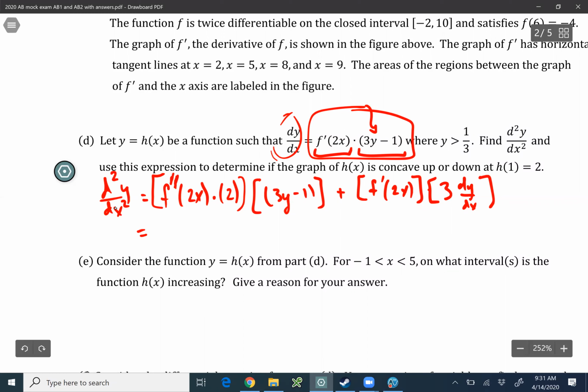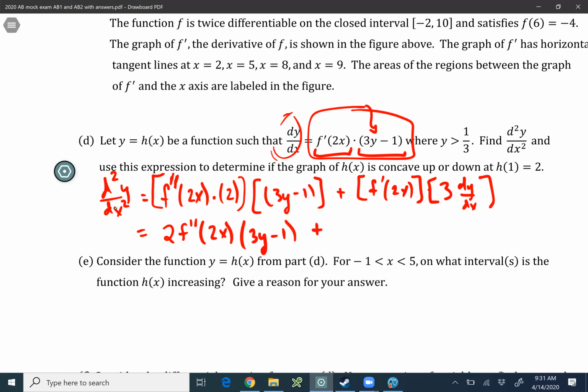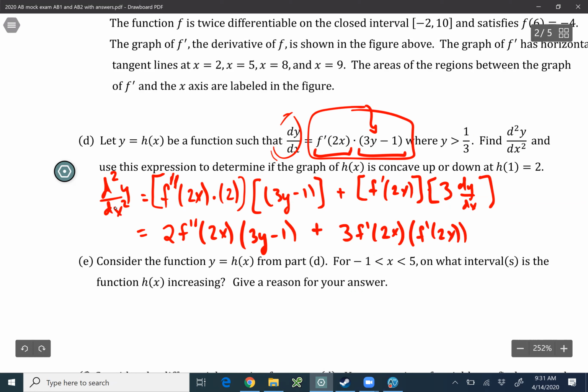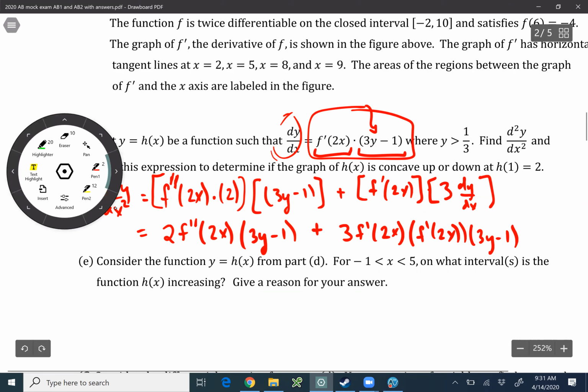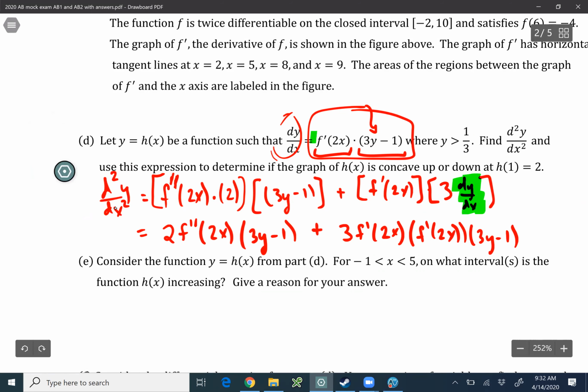So I'm going to move the 2 to the front: 2 f double prime of 2x times 3y minus 1, plus, and then I'm going to move the 3 to the front, 3 f prime of 2x. And for dy dx, I'm going to put another f prime of 2x times 3y minus 1, because instead of writing dy dx, we're rewriting that whole thing. So now we found d squared y dx squared.